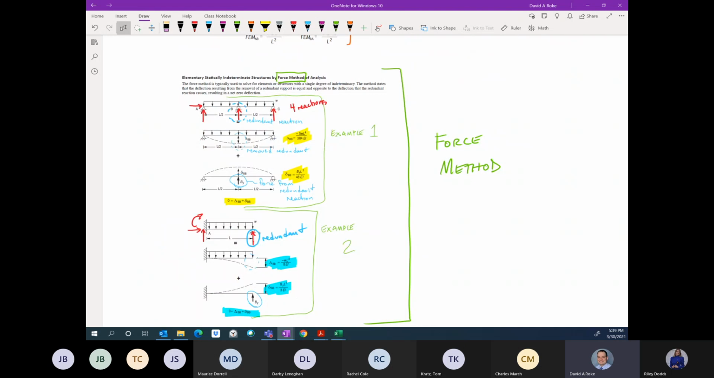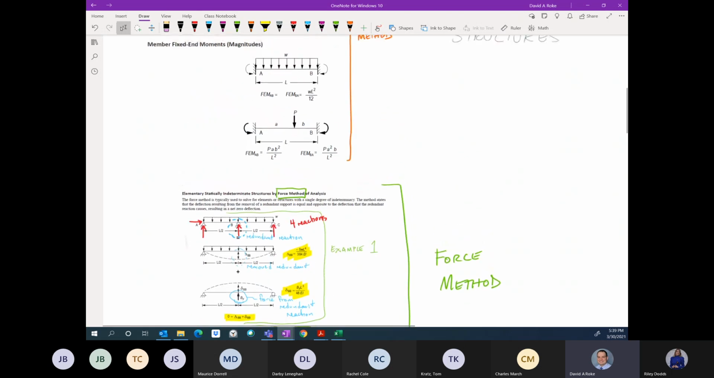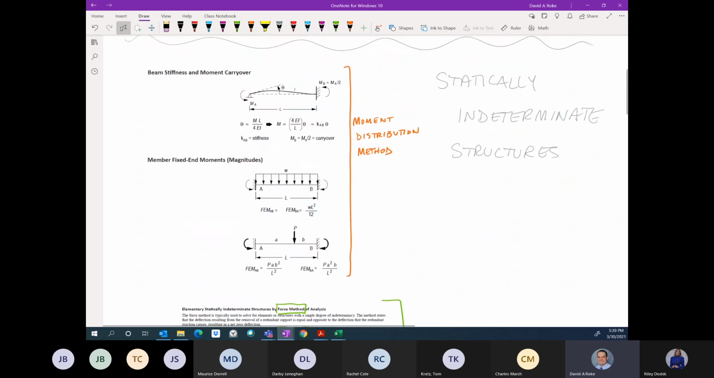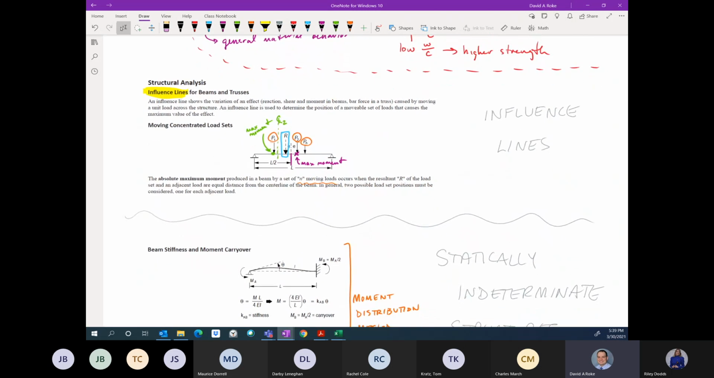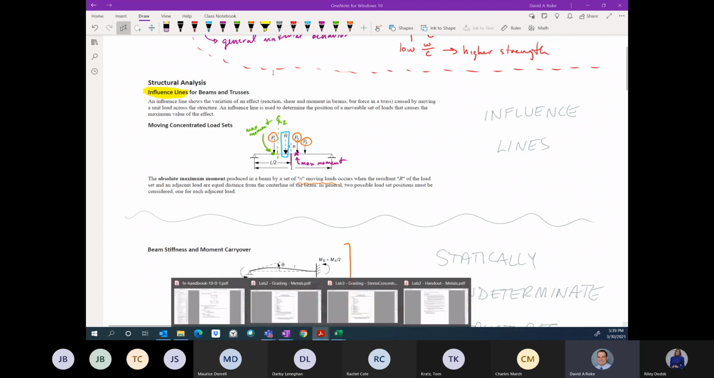The force method, genuinely not terrible, honestly, believe it or not. Moment distribution isn't as bad as it seems either, but it's a little more complicated, I'd say. And influence lines, again, I have a hard time believing anybody remembers them particularly well, but I'm willing to go through anything that anybody feels would be useful to look at.